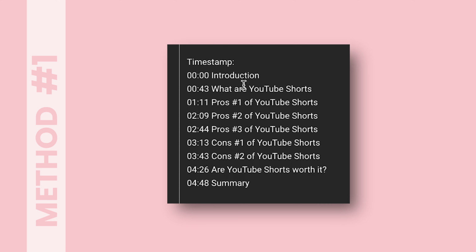So manually, you have to add all these timing numbers into the description, and add a description of this particular section of the video. So for example, this timestamp that I have from 0 seconds to 43 seconds is actually an introduction. From 43 seconds is where I talk about what is YouTube Shorts. It will last from 43 seconds to a minute and 11 seconds.